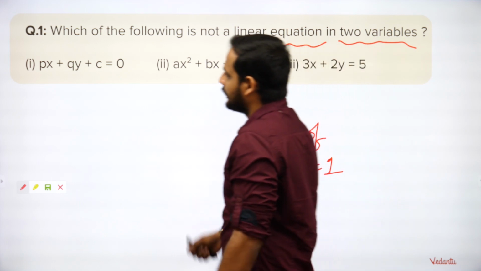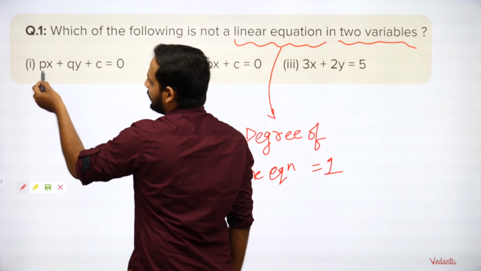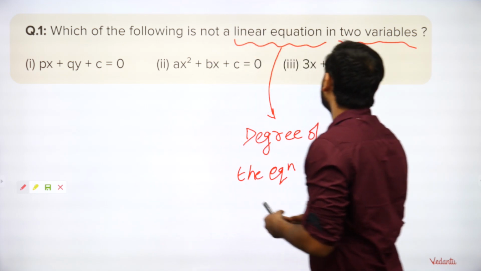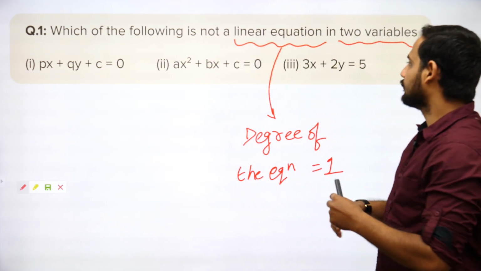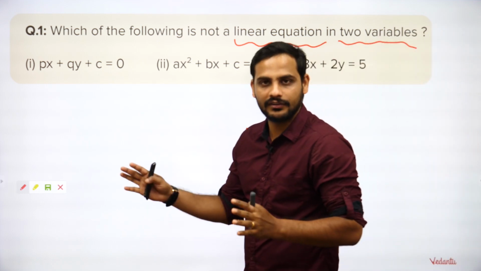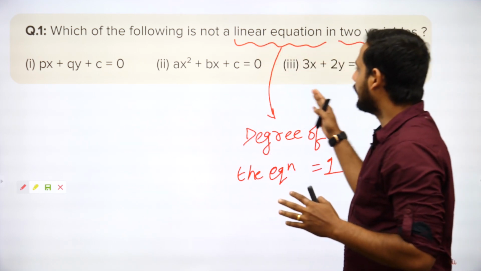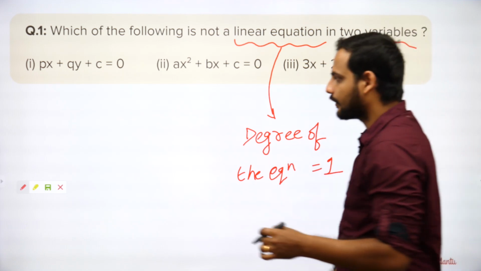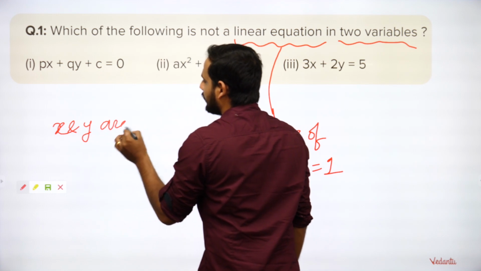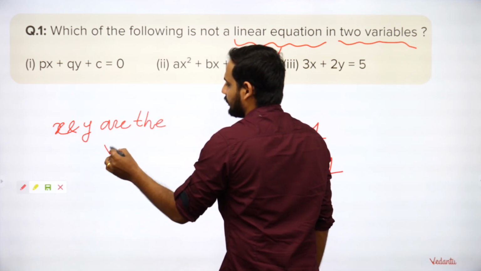As we can see here, P and Q are any constants, and C is also a constant. X and Y are taken as the variables in all the equations. What we have considered is that X and Y are the variables.